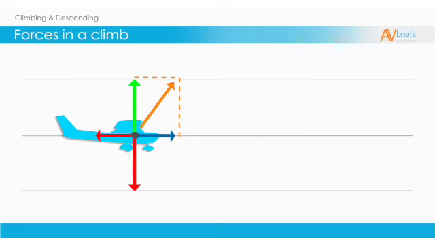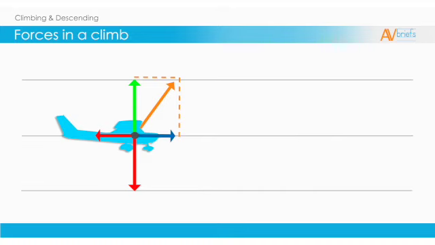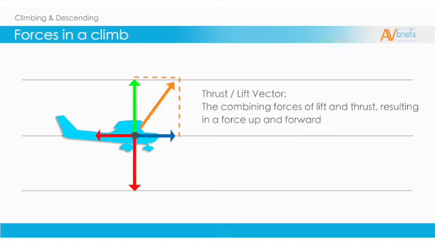A resultant vector. This is a single vector which is the sum of 2 or more vectors. The example here shows the green lift and blue thrust. Together they form a single vector which is shown in orange. This can be called the thrust-lift vector. It is the combining forces of lift and thrust, resulting in a force up and forward.